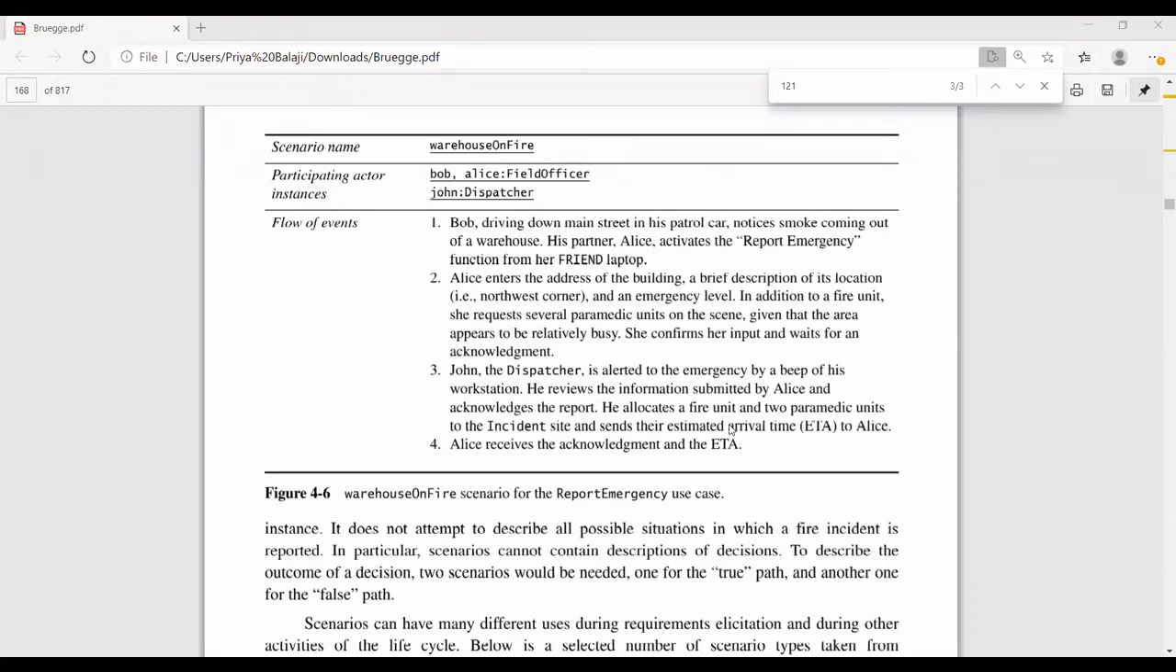If it is a fire, obviously a fire engine has to be allocated as a resource. Then once this is done, the person who entered that incident will get an acknowledgement that within 10 minutes you will get the resources at that spot. Like that you will get the responses. So this is one of the scenarios. When a fire comes, this is the scenario that is going to happen.